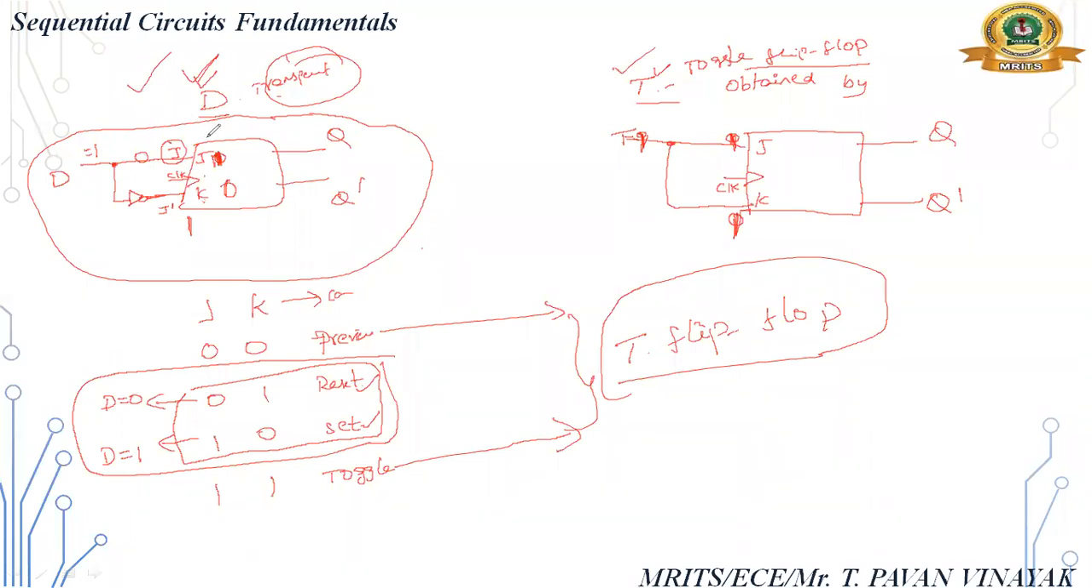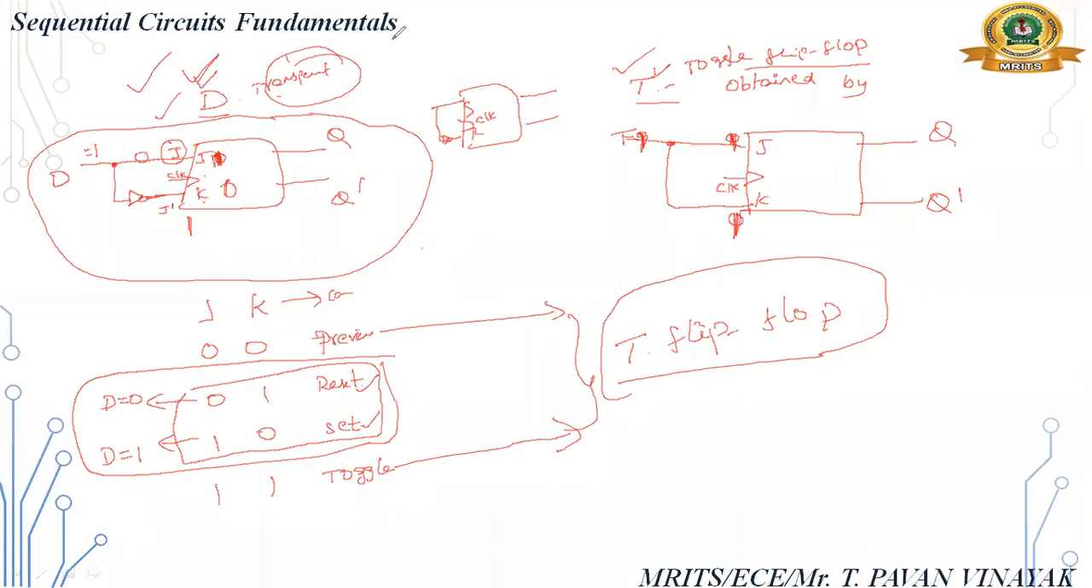Using the SR flip flop also, you can obtain the D flip flop. How? This is SR with clock. I am giving the complement of S to R. Then the same condition occurs: only set and reset states we get in the D flip flop.